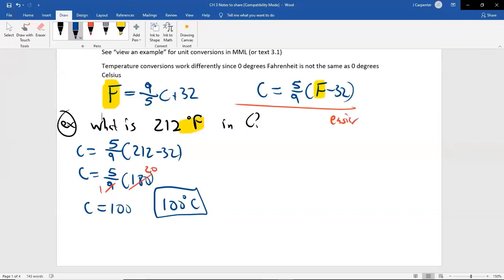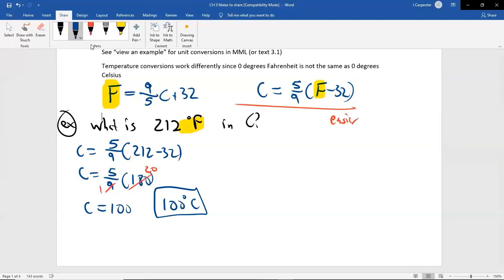Now, spoilers, the question in your quiz has nothing to do with temperature, so you don't worry about how do I put this little degrees symbol in Canvas? Don't worry about that. It's a much simpler idea there.